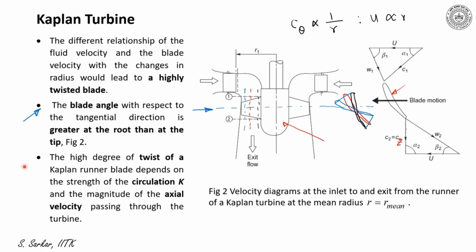Furthermore, the high degree of twist of a Kaplan turbine can be related to the strength of circulation around the blade, and that I'll explain to you in the next slides.